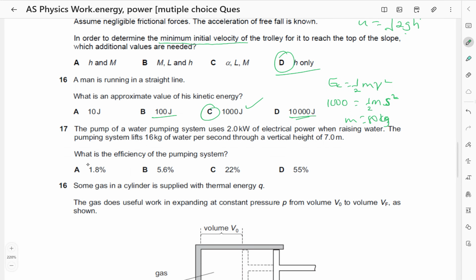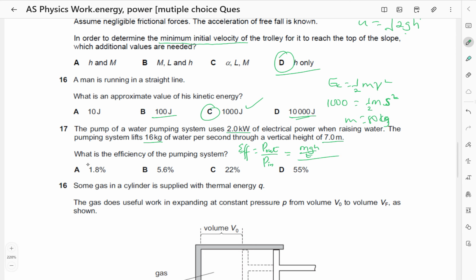The pump of a water pumping system uses 2 kilowatts of electrical power when raising water. The pumping system lifts 16 kilograms of water per second through a vertical height of 7 meters. What is the efficiency of the pumping system? We know that efficiency is the useful power output over the total power input. The output is to raise water through a vertical distance of 7 meters. That is going to be work done, which is gaining gravitational potential energy, over time.